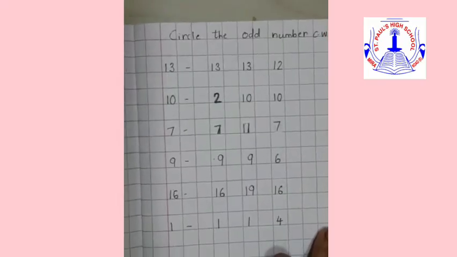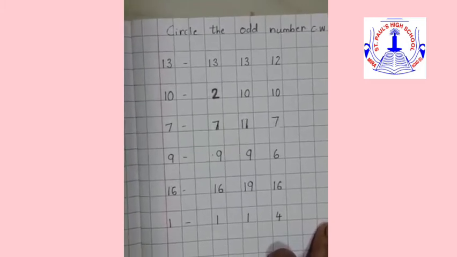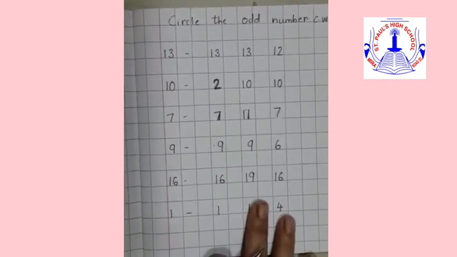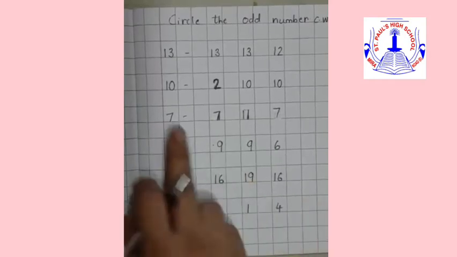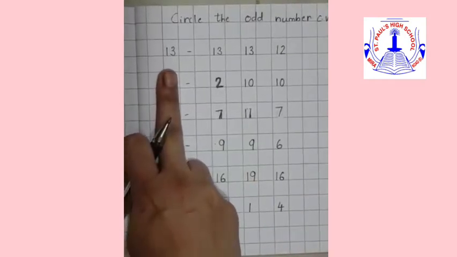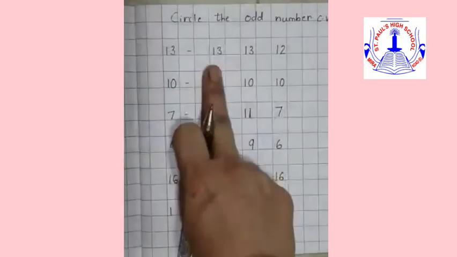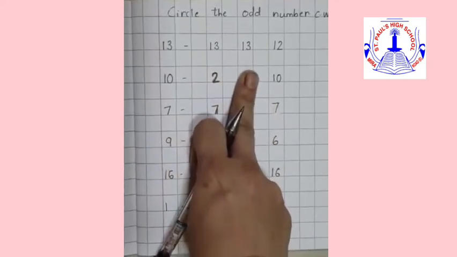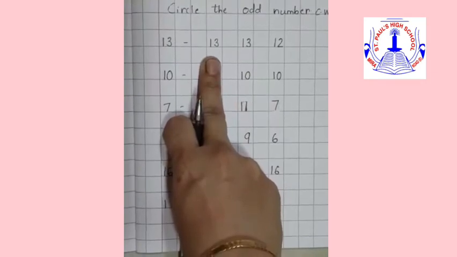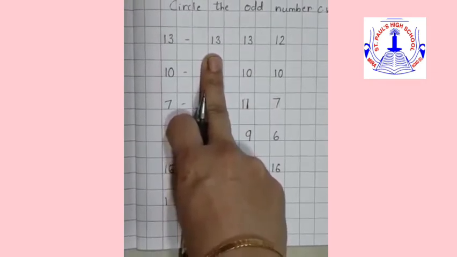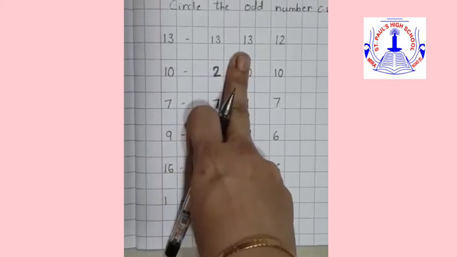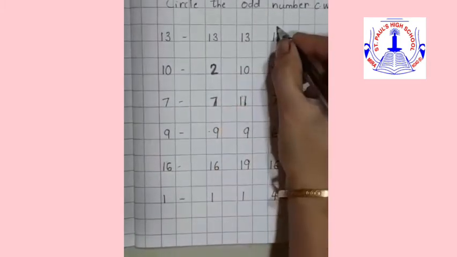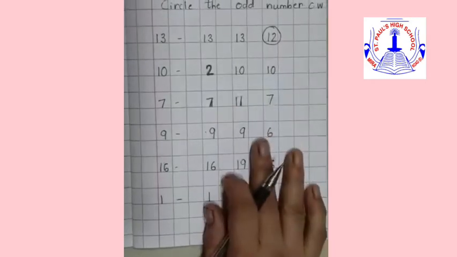So children, just now I showed you how we have to circle the odd objects or odd numbers. So now we are going to circle the odd number. Now, which number is this? This is 13. So here we have to see where the number 13 is not there. That number we have to circle. Now here which number is this? Come on, tell me. 13. This is 13. No. So what are we going to do? We are going to circle.